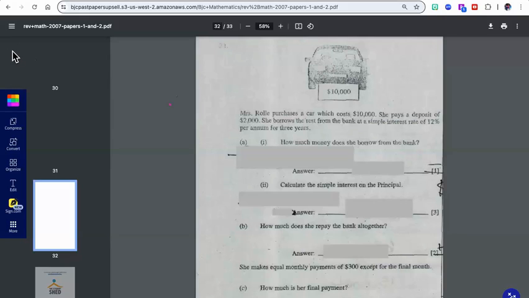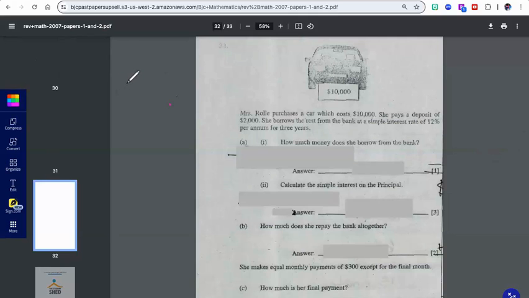The car costs $10,000. She pays a deposit of $200 and then she borrows the rest from the bank. Good. She borrows $8,000 from the bank. Thank you. Now, let's understand the question.